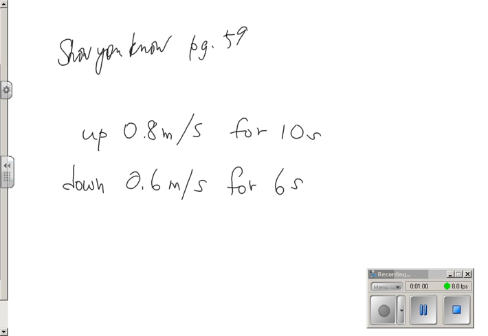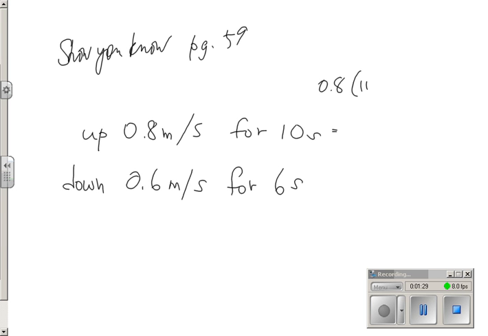Now for this particular question, it's probably best that we use a number line to see how this works. We'll just use an actual picture to represent it. If I was to go up 0.8 meters per second for 10 seconds, what operation would I use to calculate the total distance I went up? Hopefully by now you do not do 0.8 plus 0.8 plus 0.8, etc., but you realize this is actually a multiplication question.